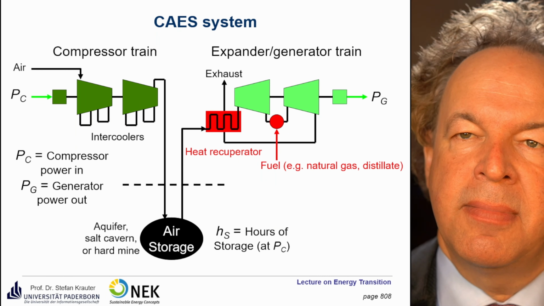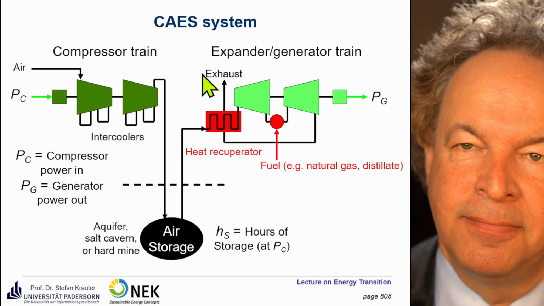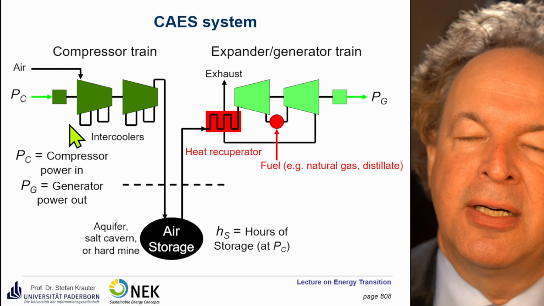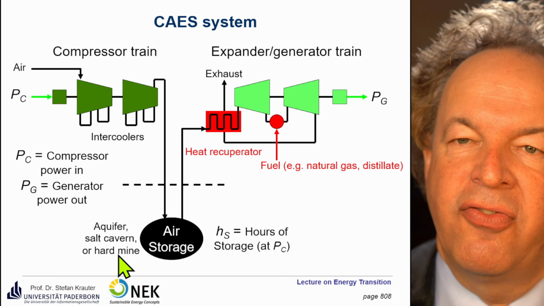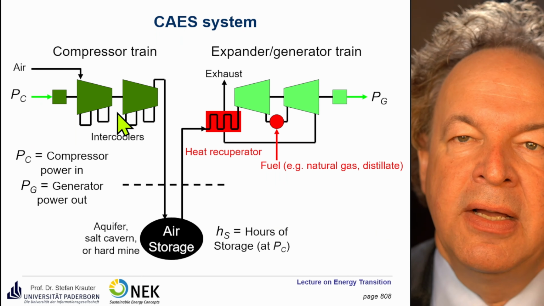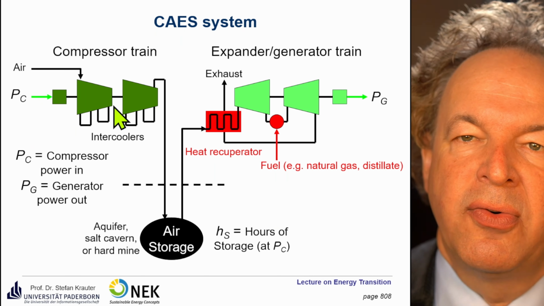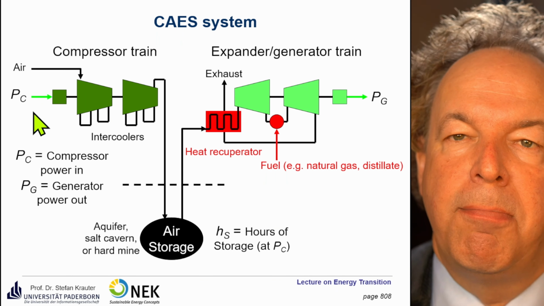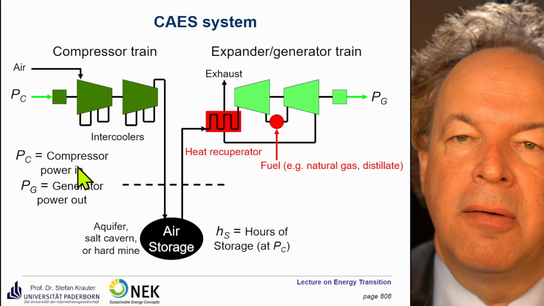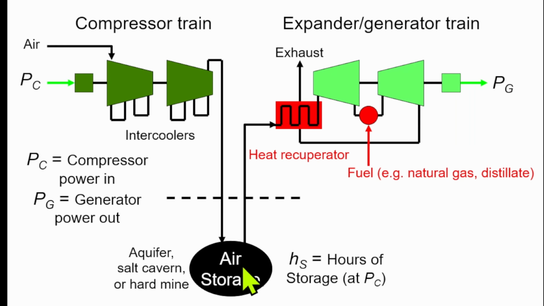Then we have a storage system, a compressed air energy storage system, called CAES. We have there for air storage, for example, an aquifer, a salt cavern, or an old hard rock mine. Then we have air and a compressor train. If we compress, we have to cool that, so we have some heat production. So we need power to drive that. It's called PC, compressor power in. Then we have the storage here underground, for example. Then we have the release of the air storage. By releasing, it's cooled, so we have to add some heat, which you can use, for example, also from here.